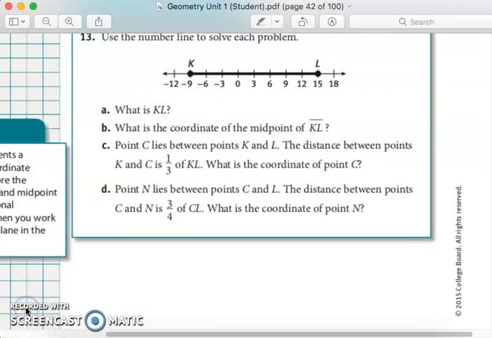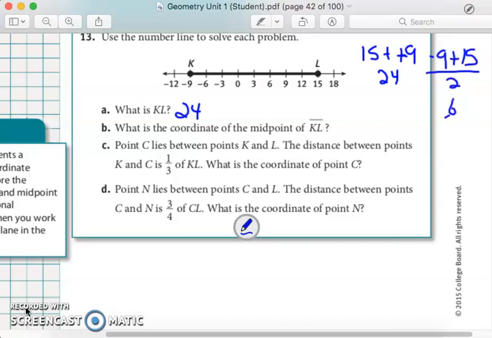Hopefully you'll do well. Part A, what is KL? Remember, there's no bar over KL, so that's asking the distance between K and L. So all we've got to do is subtract 15 minus -9. And when we subtract a negative, it really makes it plus a positive, so that gives us 24. So the length of KL is 24. What's the coordinate of the midpoint? We just talked about how to find that. To find the midpoint, you're going to average the 2 points. So now we're going to take -9 and add 15 and then divide it by 2. -9 plus 15 is 6. 6 divided by 2 is 3. So the midpoint would be right at 3. That's where the midpoint would go.